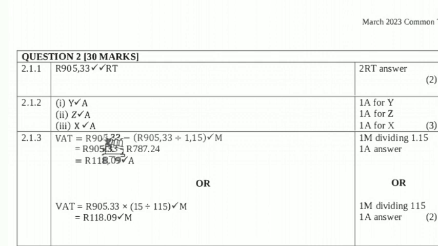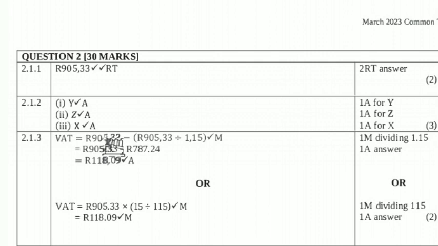You say 905.33 divided by 1,15, which is going to be 787.24. Then you say 905.33 minus 787.24. Then it's equals to 118.09. So you start with the brackets. When you calculate, you use the BODMAS rule. The rule says the brackets first. So you start with the brackets and say 905.33 divided by 1,15. Then you'll get the answer 787.24. Then you take 905.33 minus 787.24. Then you get the answer 118.09.